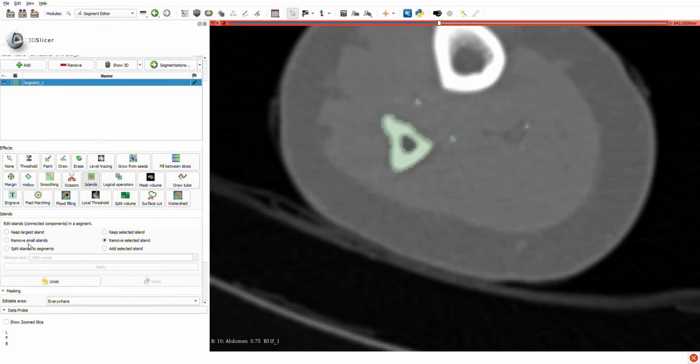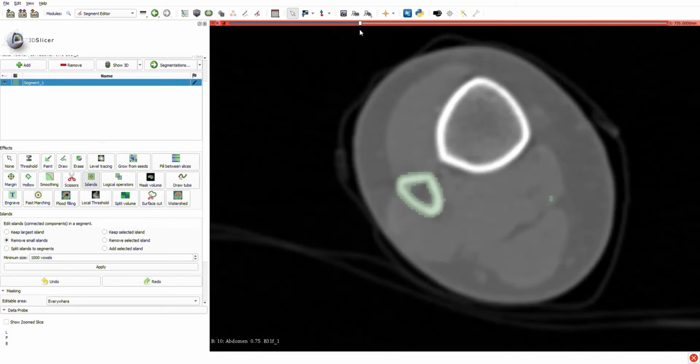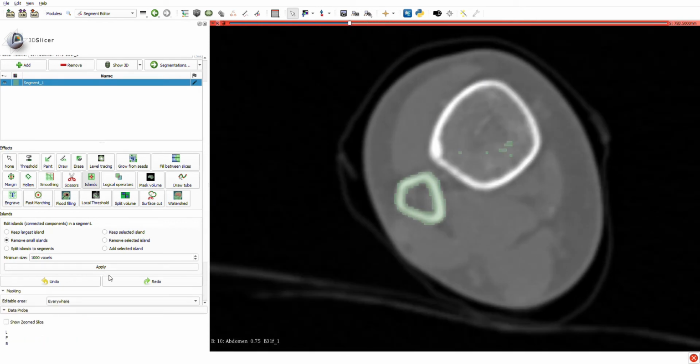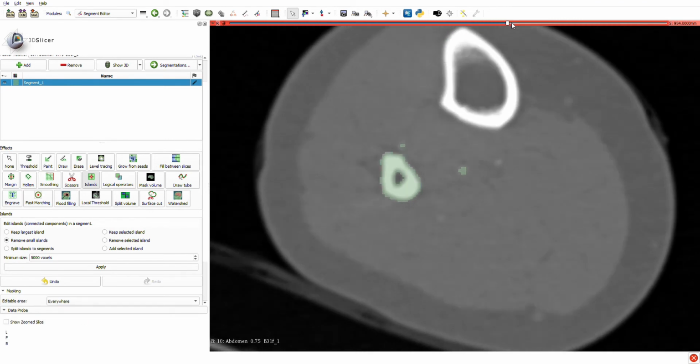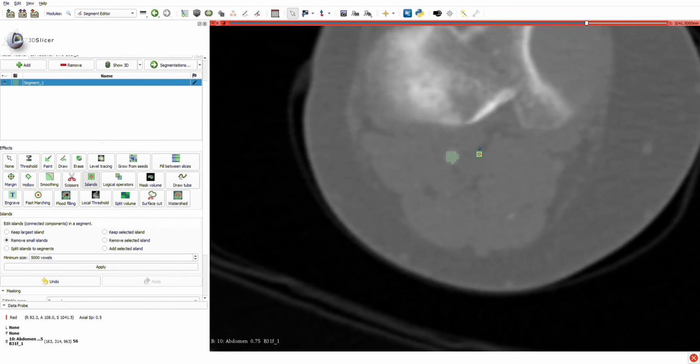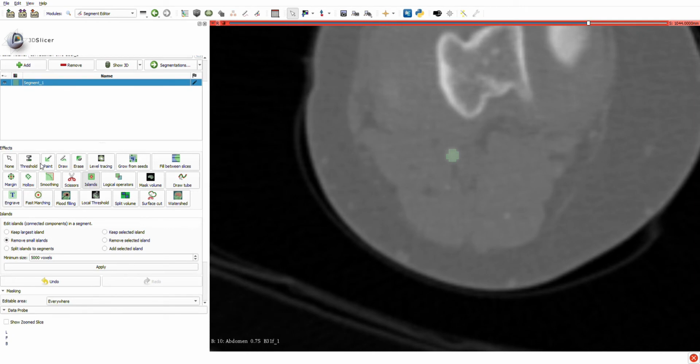Okay, and let's remove small islands like this. Let's say above and below 5,000 voxels. Apply. Okay, we didn't delete our vessels. So let's erase.